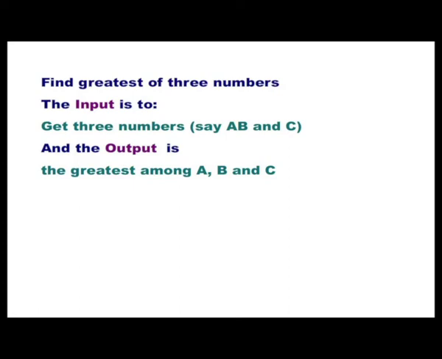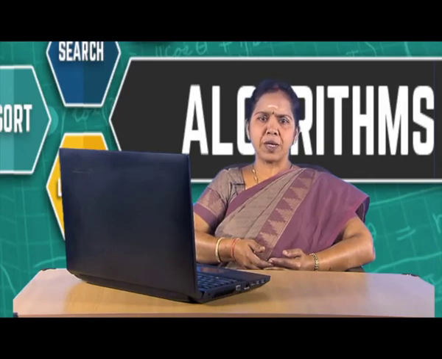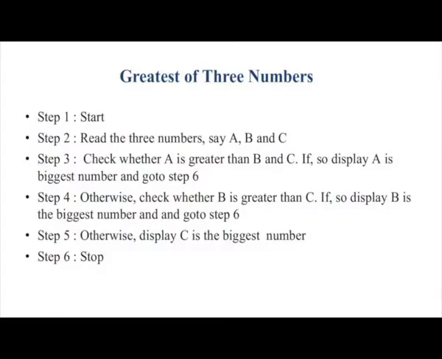The input is to get 3 numbers, say A, B and C, and the output is the greatest among A, B and C. Now, shall we start writing the algorithm? The solution would be, now what you are seeing is an algorithm for finding the greatest of 3 numbers. Step 1, start. Step 2, read the numbers, say A, B and C. Step 3, check whether A is greater than B and C.